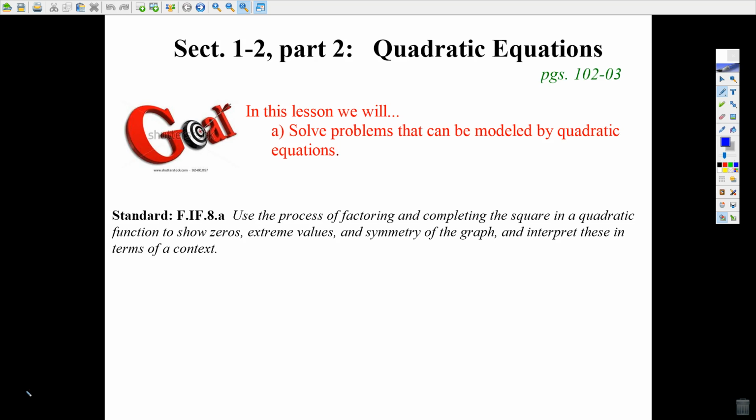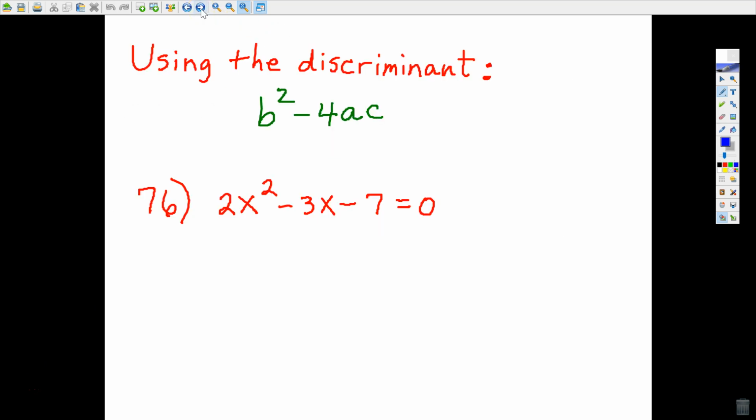Well, now this is going to be more of an application lesson. It's really two parts. We're going to look at some problems involving how to find the discriminant of a quadratic equation, and then we're going to look at some real-life problems that can be modeled by quadratic equations and how those can be solved. But first, let's do a quick review of the discriminant.